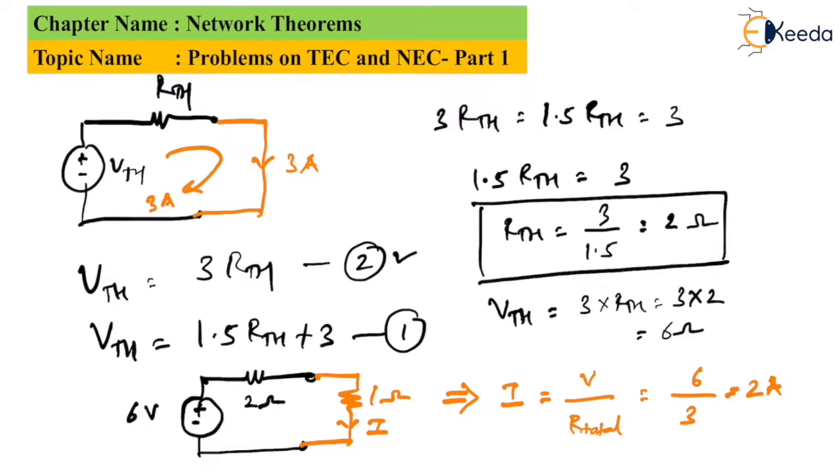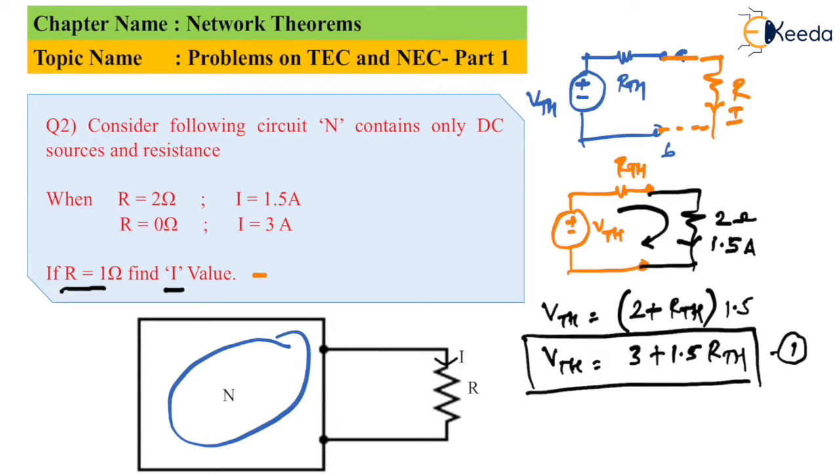So what is the answer? The current through this circuit, if 1 ohm resistance is connected, is 2 ampere. So in this case, the value of I comes out to be 2 ampere. I'm sure you understood this sum. With this, now we can go to the next problem.